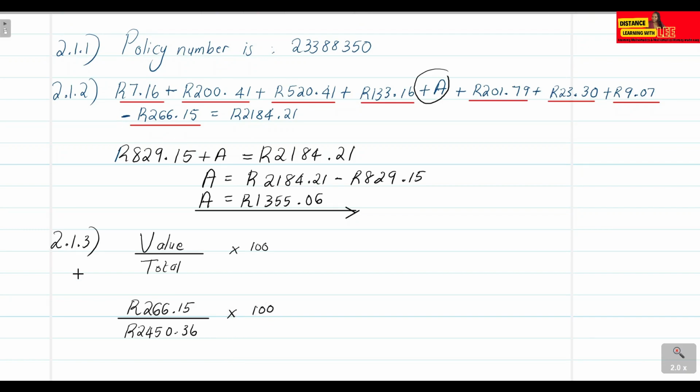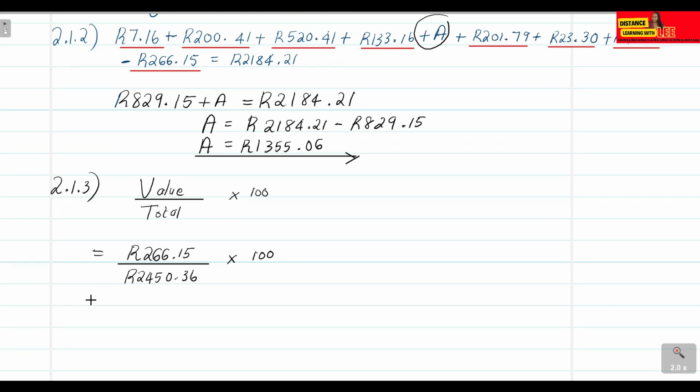So if you punch this into your calculator, you'll find that the percentage discount that he got was actually equal to 10.86169, which is approximately 10.86%, if you had to round it off to two decimal places.